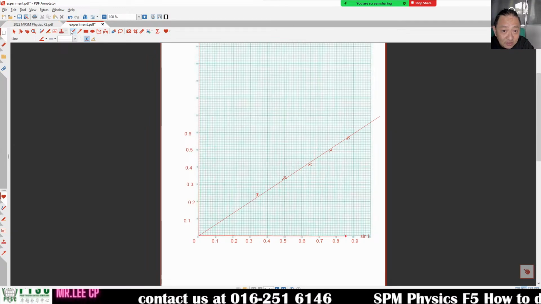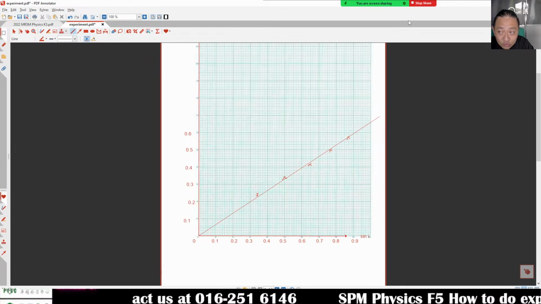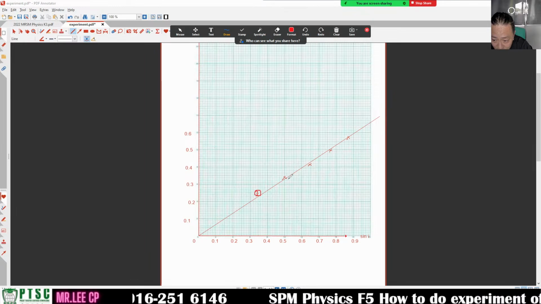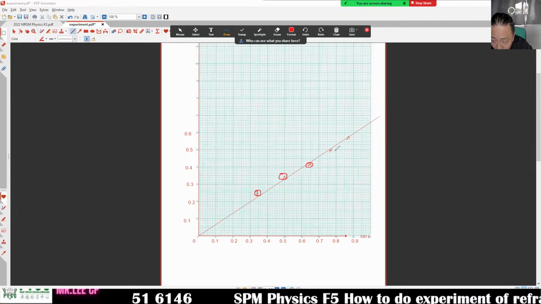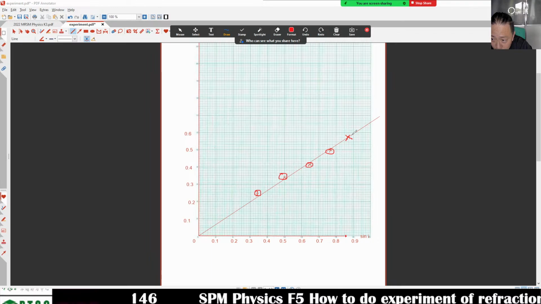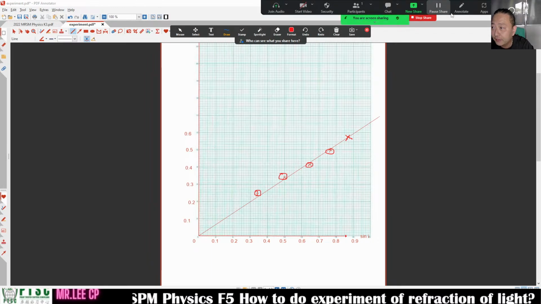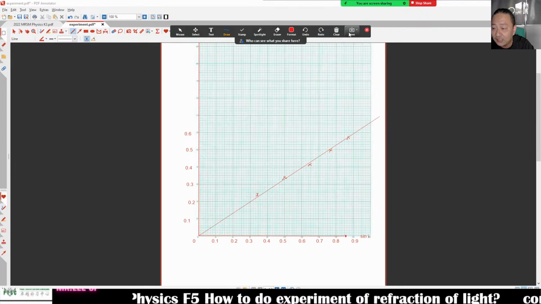So this is called best fit, where you see I got 2 points at the top, 2 points at the bottom, right? 2 points at the top, 2 points at the bottom, and just go through 1 point only, but it is balanced. Cantik. This is very nice graph.